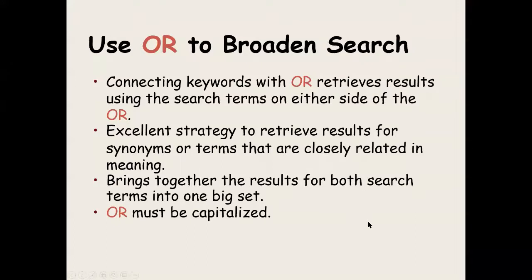OR is probably a more important Boolean operator. It again connects the two things and says you're going to look at one side or the other. It can be used for things like synonyms and so forth. It also must be capitalized. It brings together both those terms on either side of the search, so it's something that can be used to change or broaden your search.